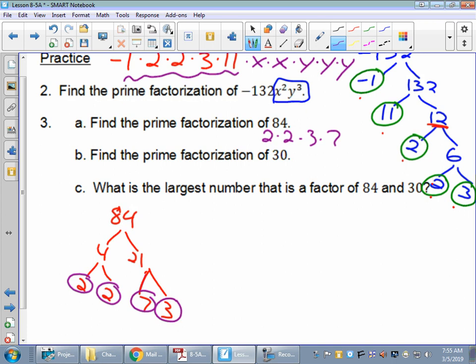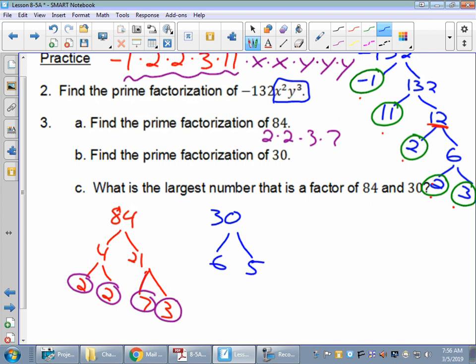Let's go with 30 here and see if we have any differences. So let's go ahead and make a factor tree. And again, you could do multiple ways here. Some of you guys are going to go 3 times 10 right away. That's fine. And then you're going to have to factor tree number 10. I'm going to go 6 times 5 because it's just the first thing that came to my mind.